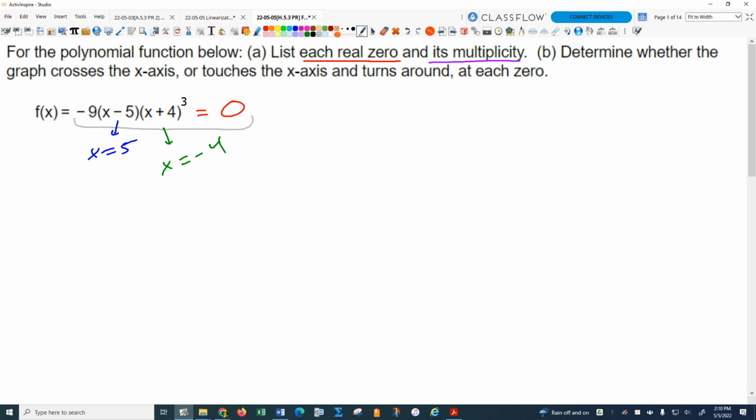Like 5 would be 1. It's like how many times it's used. There you go. Okay, good. So it's how many times does that function appear in the product? Well, x minus 5 is really just to the first power. It only ever shows up once. And so the multiplicity for this guy equals 1.